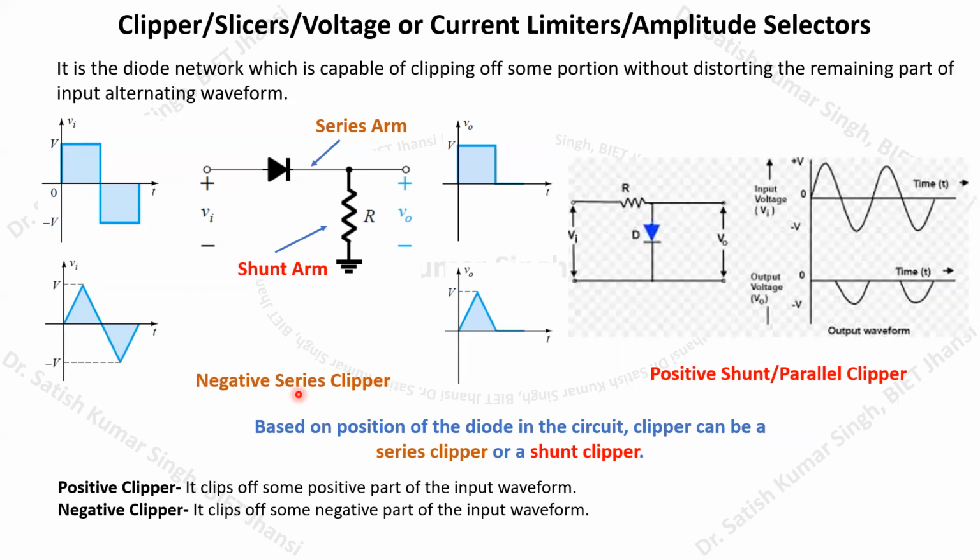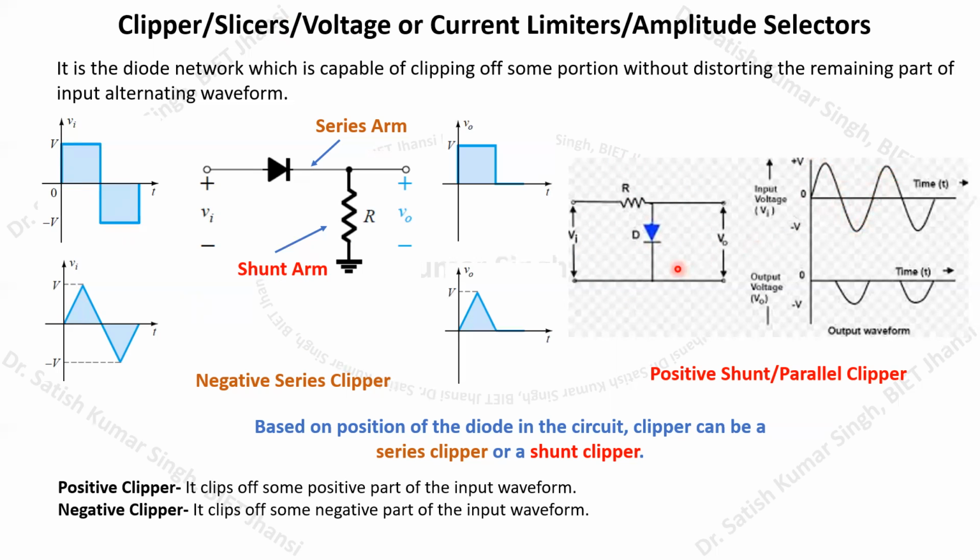Similarly, there may be cases in which the diode is connected in the shunt arm, and the resistor is connected in the series arm. So here is the example. You can see that the diode is connected in the shunt arm, and the resistance is connected in the series arm. In this case, if you apply any alternating input waveform, here we are applying a sinusoidal wave.